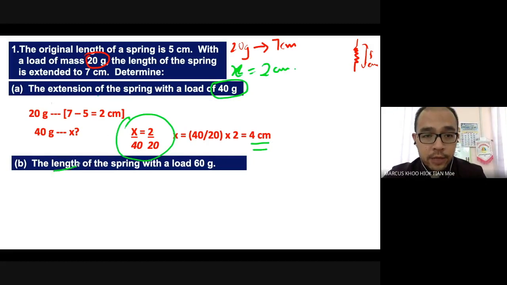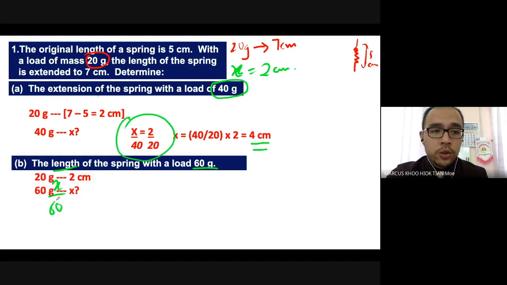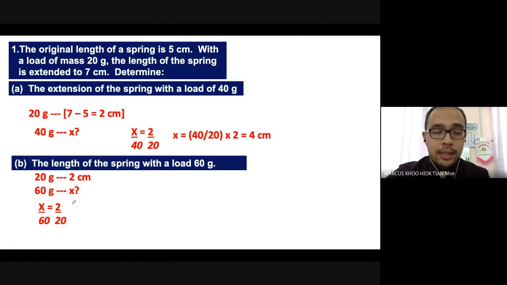The length of the spring with a load of 60 gram. We use the same method. I'm just going to show you. Same thing lah. If 20 grams is 2 cm, 60 grams is how much is the extension? You use the same ratio as just now. X over 60, because that's what we want, equals 2 over 20. We use ratio to do this. So you find that X equals 6 cm.